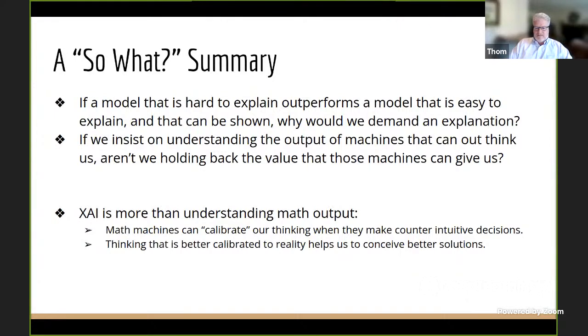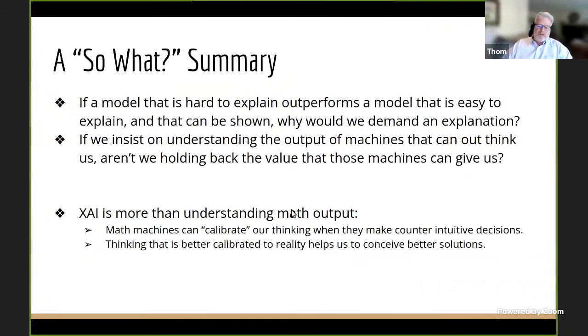If a model that is hard to explain outperforms a model that is easy to explain, and that can be shown, why would we demand an explanation? This is getting back to what Guy challenged me on politely at the beginning. And if we insist on understanding the output of machines that can outthink us, aren't we holding back the value that those machines can give us? Well, let's look at it from a different perspective.